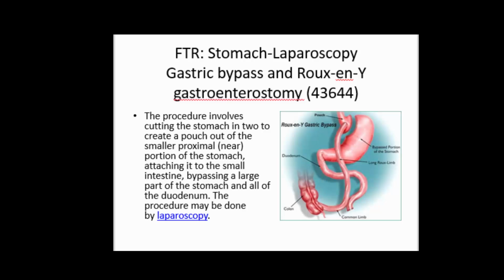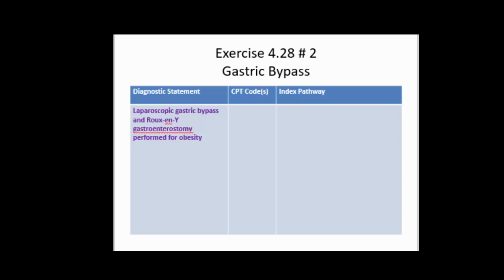You see that long part coming down, that's referred to as the limb. So you will see some code distinctions that talk about the length of the limb. So just another thing to think about when you're reading those code descriptions. And here's the exercise from your textbook, 428, number 2. It's a laparoscopic gastric bypass in Roux-en-Y gastroenterostomy performed for obesity. That is included as part of the code description, so I think that's why they probably included it in this exercise. And there is the path as well as the code.